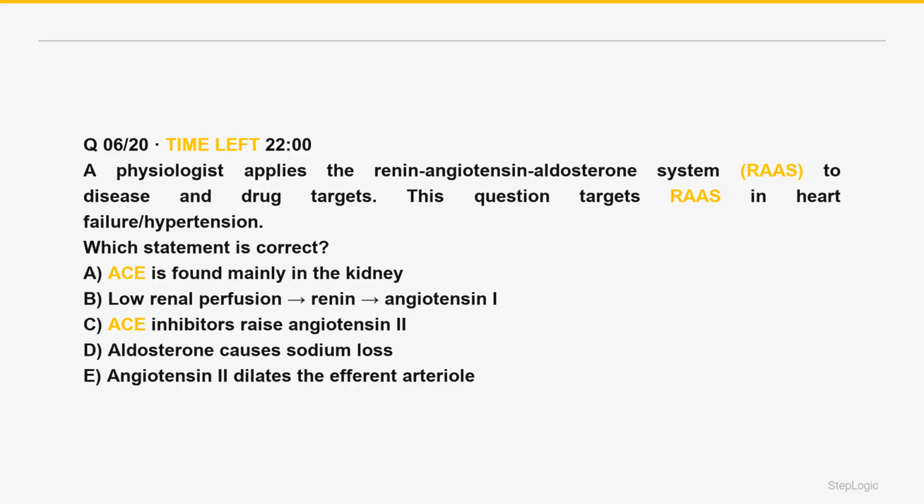Which statement is correct? A physiologist applies the renin-angiotensin-aldosterone system, RAAS, to disease and drug targets. This question targets RAAS in heart failure and hypertension. Read the command. Which RAAS statement is correct? Renin leads to angiotensin I, ACE leads to angiotensin II, leading to vasoconstriction, efferent arteriole, aldosterone, ADH, thirst. Heart failure activates RAAS maladaptively; ACE inhibitors, ARBs, and aldosterone antagonists help.